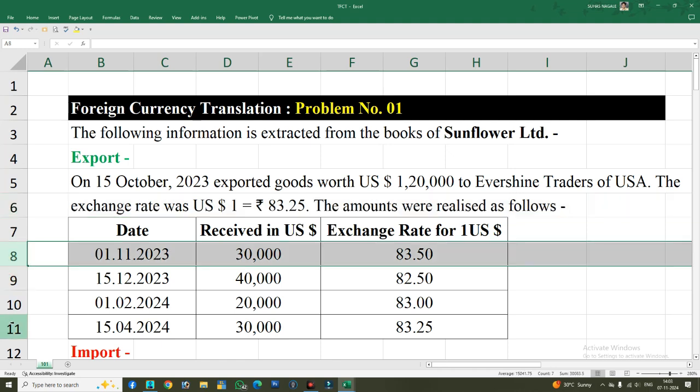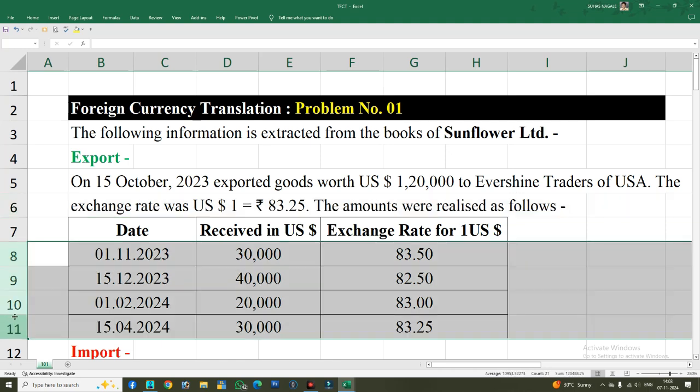These are four transactions. It means there are four installments. This means it is a transaction on credit. Goods exported to Evershine Traders of USA on credit.